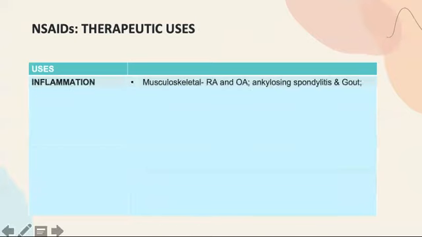NSAIDs provide mostly symptomatic relief from pain and inflammation associated with musculoskeletal disorders, such as rheumatoid arthritis and osteoarthritis. Some NSAIDs are approved for the treatment of ankylosing spondylitis and gout. NSAIDs are effective against inflammatory pain of low to moderate intensity.